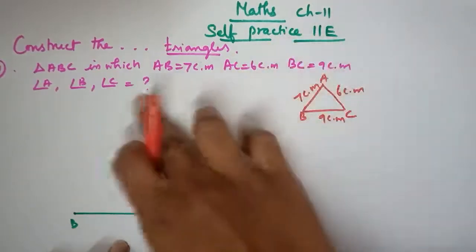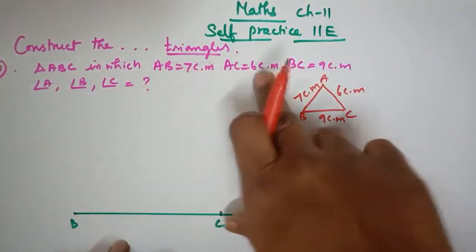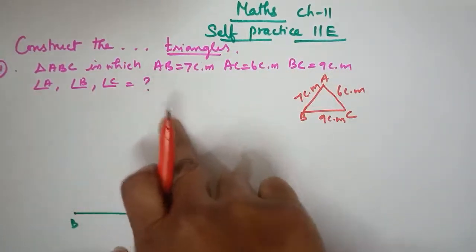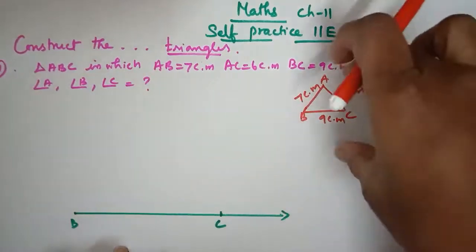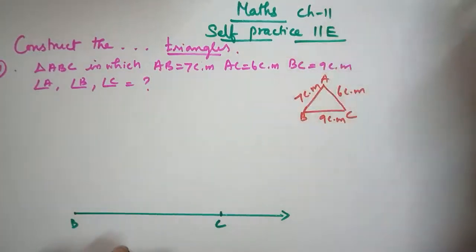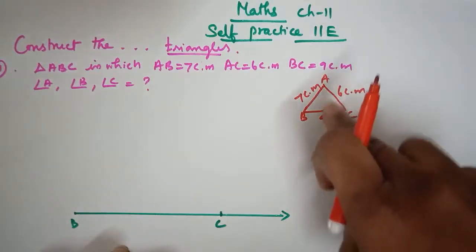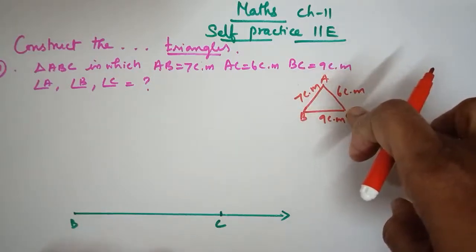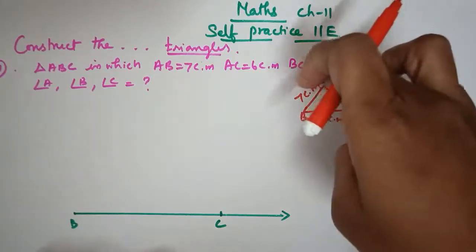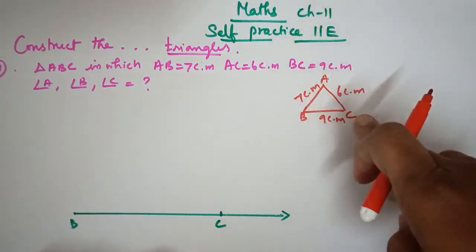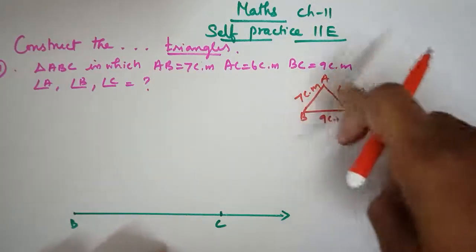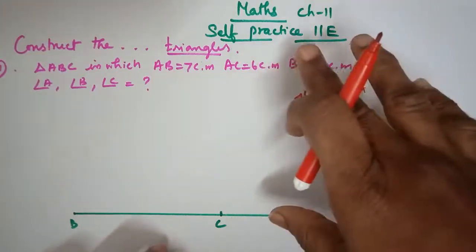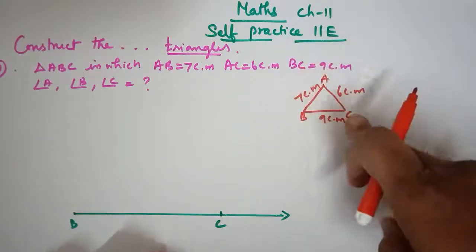Exercise self-practice 11E, triangle ABC, in which AB, AC, BC is 9 cm, and we have to find angle A, angle B, angle C. Okay, first we should draw a rough diagram. Here I have drawn triangle ABC. Okay, we should take the biggest side. First we should take the biggest side as the base. Then you can easily draw the other sides. It will be easy for you. Is it clear? For all types of triangles you should take the biggest side as the base.